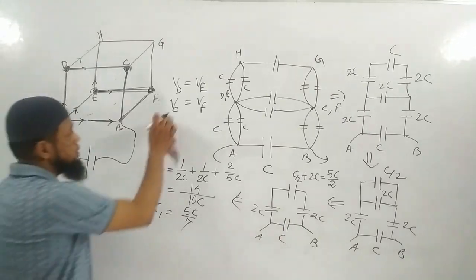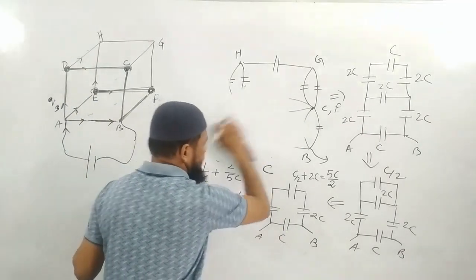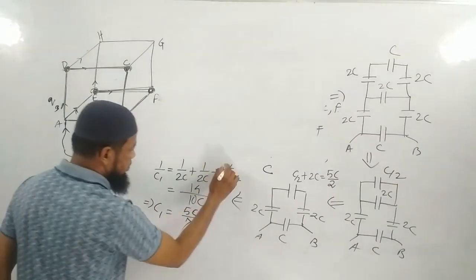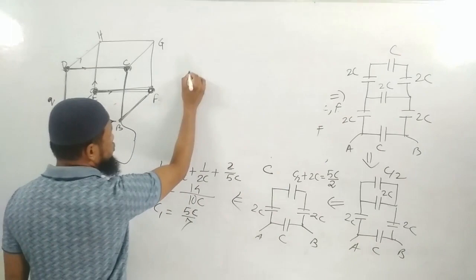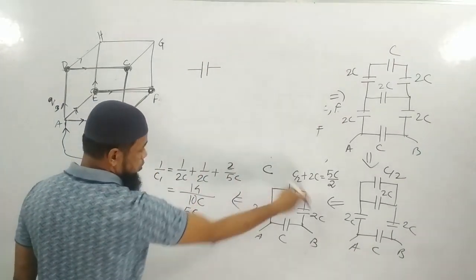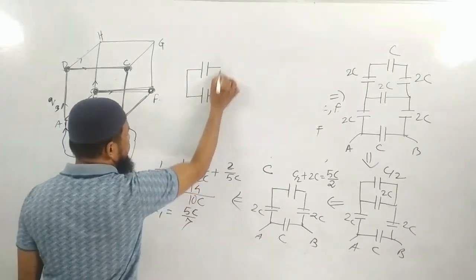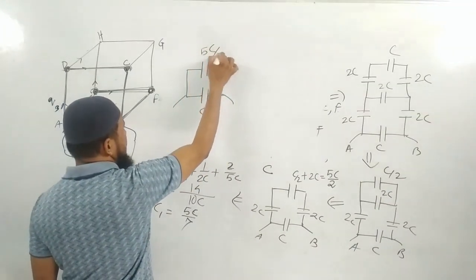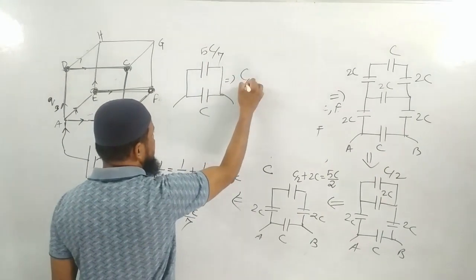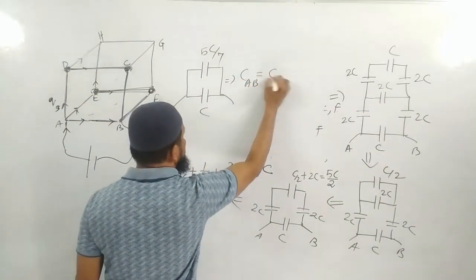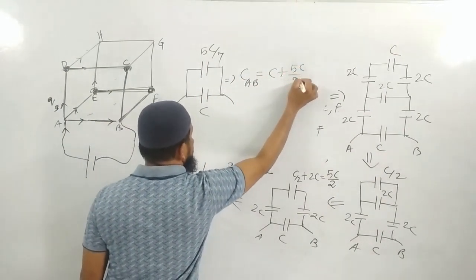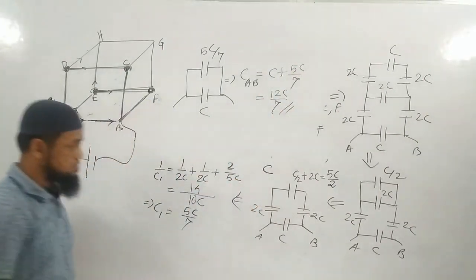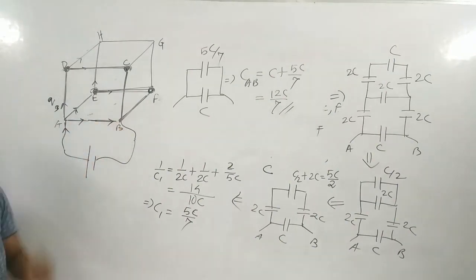Okay. So how much are we getting finally? We are getting two capacitances, one on the top, one below. This is C, and that is coming out to be 5C by 7. So finally C_AB will become the sum of these two: C plus 5C by 7, 7 plus 5 is 12C by 7. This is the equivalent capacitance across A and B.